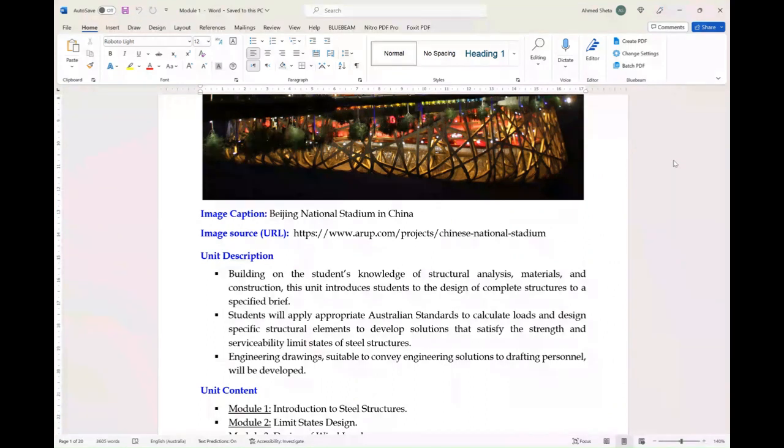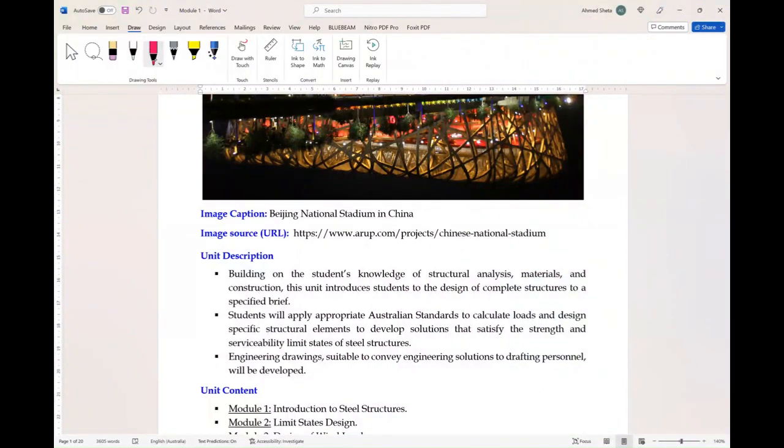Our role is to apply the Australian standard to satisfy strength and serviceability limit states. Also, we'll learn about engineering drawing and how to convey engineering solutions to drafting personnel.